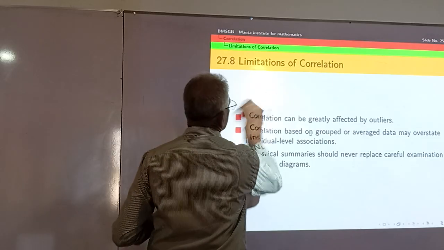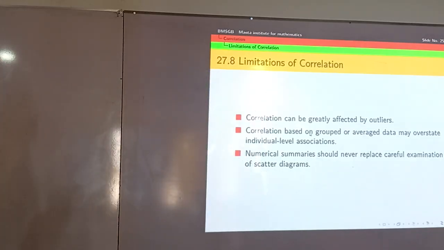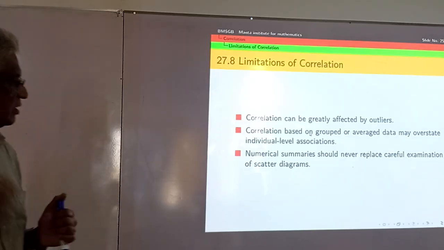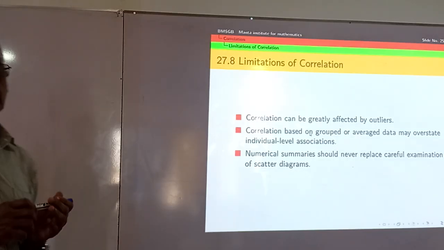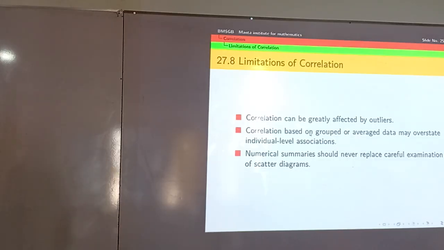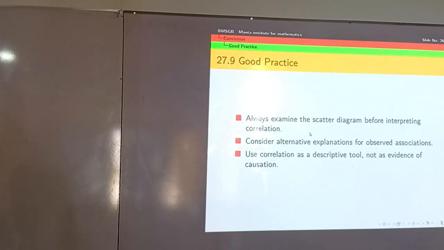Correlation can be greatly affected by outliers, and correlation based on group or average data may overstate individual level associations. And the numerical summary should never replace careful examination of scatter plots. That's what I said earlier. Right? Before we look at a numerical summary like R, we must first explore the relationship graphically. So as far as R is concerned, we may say these are some good practices to apply.